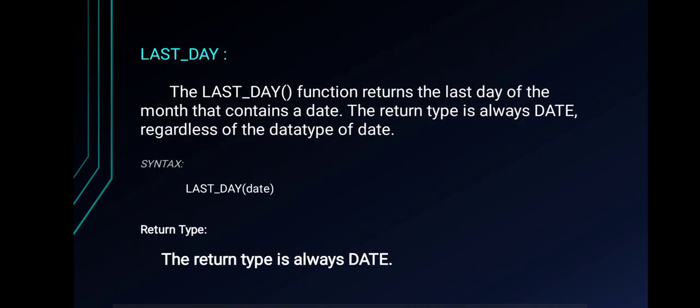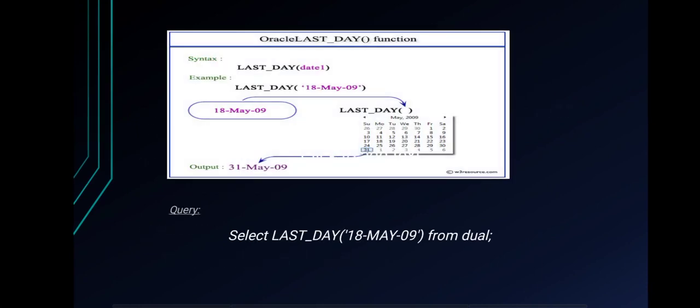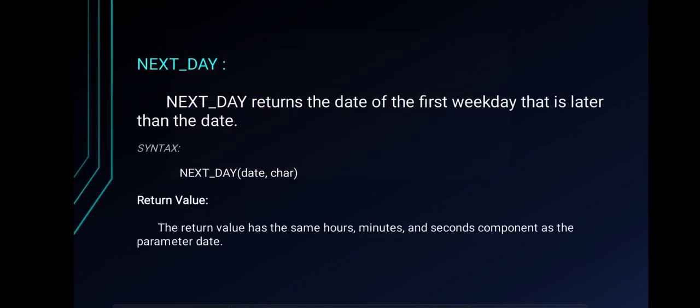Second one is LAST_DAY. The LAST_DAY function returns the last day of the month that contains a date. The return type is always date, regardless of the data type of date. The syntax is LAST_DAY(date). This is an example and the syntax of the LAST_DAY function, and the query is SELECT LAST_DAY in brackets. We put the date, month and year from the table DUAL.